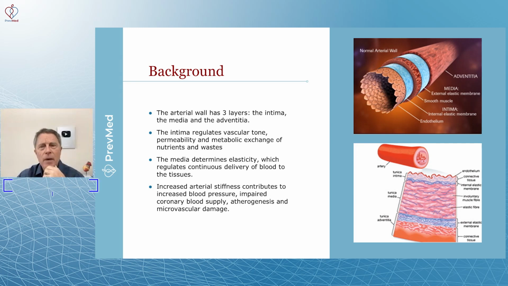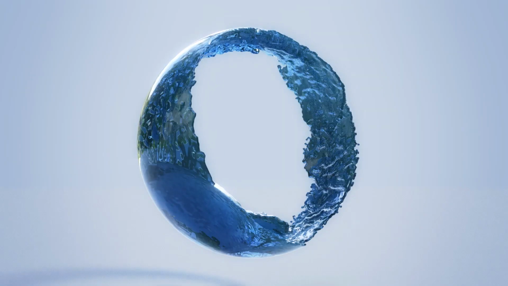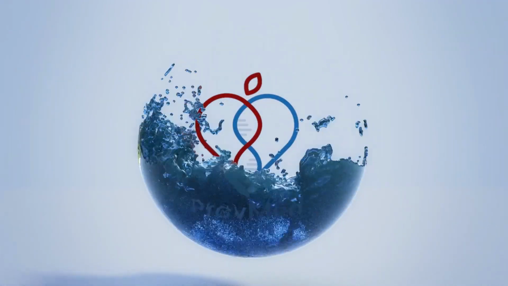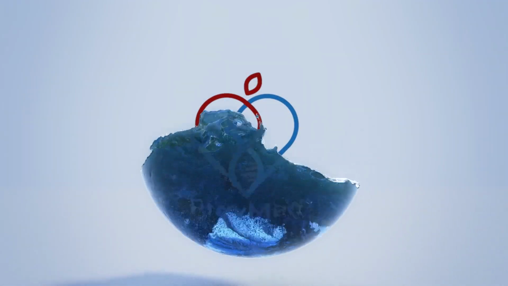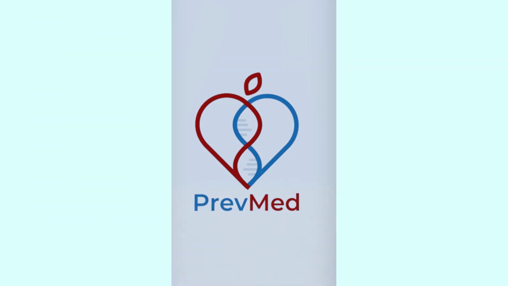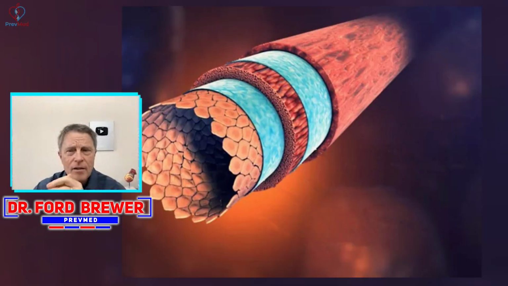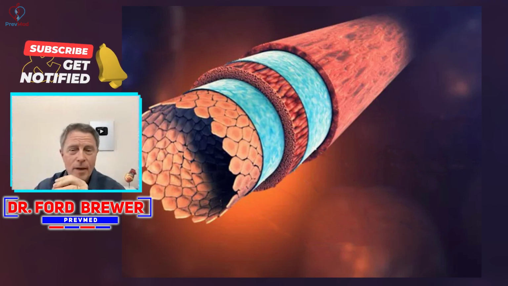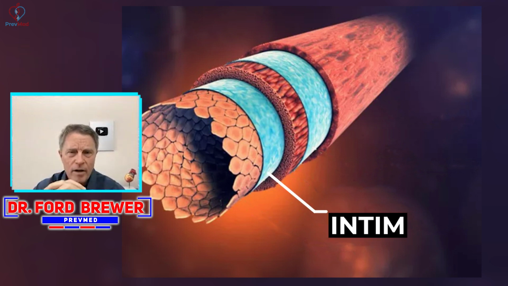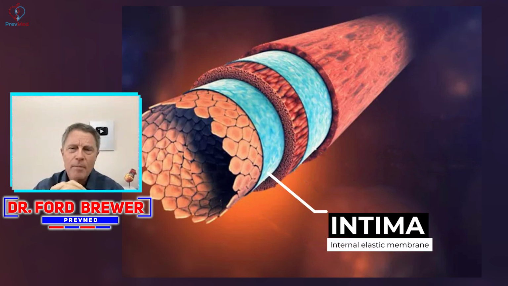Let's talk a little bit about the background of this kind of testing. First, we get to the anatomy. The artery has three basic layers. Just like anything else, as you get deeper and deeper into it, you can slice that out into about 10, 12, 15 layers. But the basic layers are the lining, the intima, that metabolic layer that's so important.